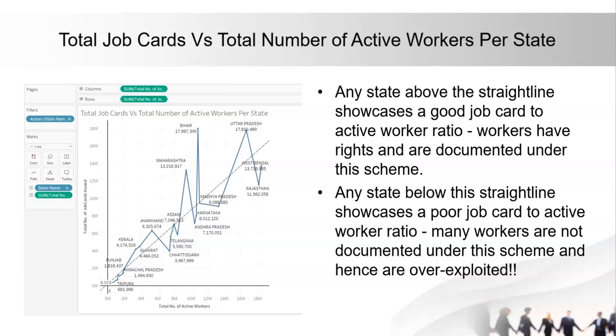On the flip side, any state that you see below the straight line showcases a poor job card to active worker ratio. This means that there are fewer job cards issued in the state when compared to the actual number of people working. What does this mean, you may ask? This just means that a lot of people are unjustly exploited for their work, and there is no one to hold accountable the different government officials and landlords who offer this work, simply because there is no documentation for that laborer. This means that the laborer is exploited till their last breath, till their last drop of sweat, for a meager 100, 200 rupees.